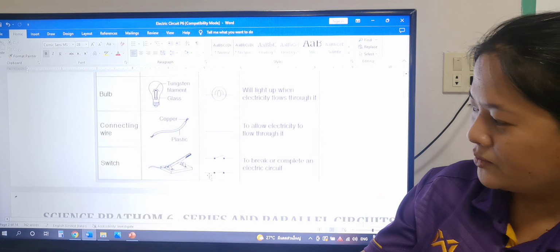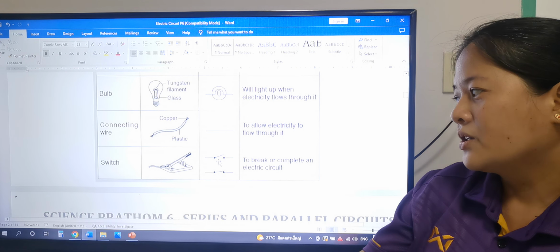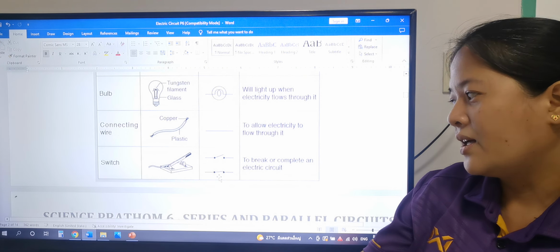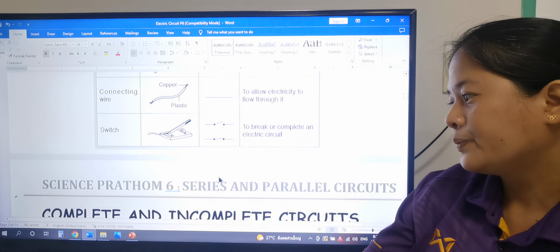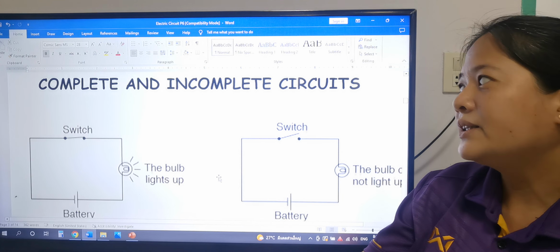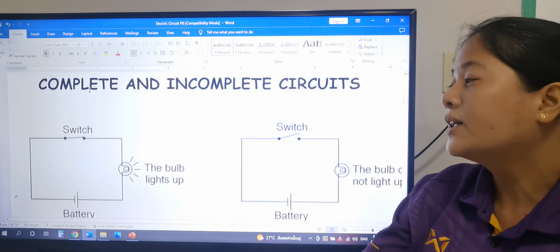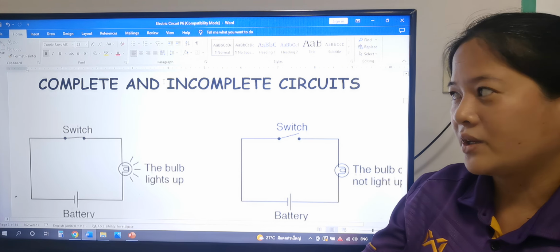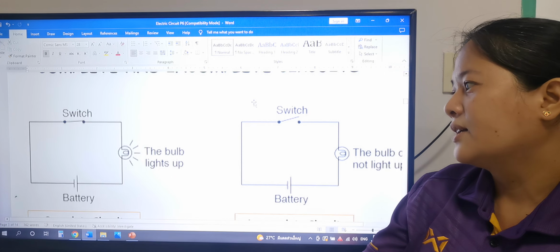And here, switch can be open or closed, okay? This one is a symbol of an open switch, and this is a symbol of a closed switch. Another thing I want to show you is complete and incomplete circuits. They are actually the same as closed and open circuits. In other books, they call them complete and incomplete circuits.